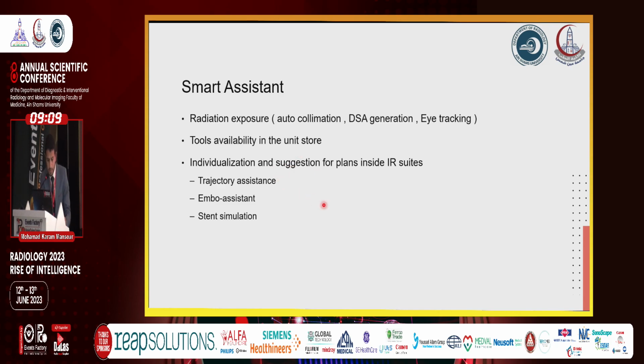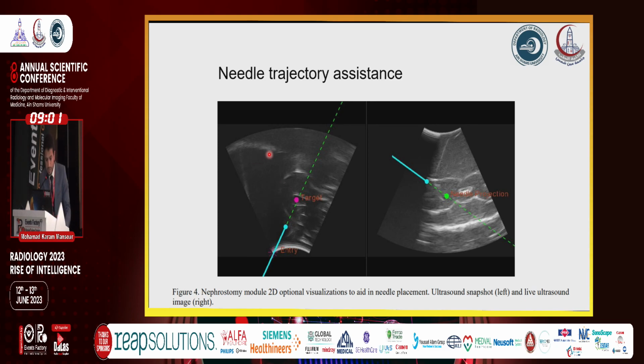Individualization and suggestion of plans, mainly trajectory assistance, embo assistance, and stent simulation. This is needle trajectory assistance. This research, made in 2014, claimed that ultrasound with a gyroscope in the operator's right hand can guide the trajectory of the needle. It mainly depends on how far your hand is from the probe, and then you follow this trajectory. The research claims only a 1 millimeter error could be achieved through this model.